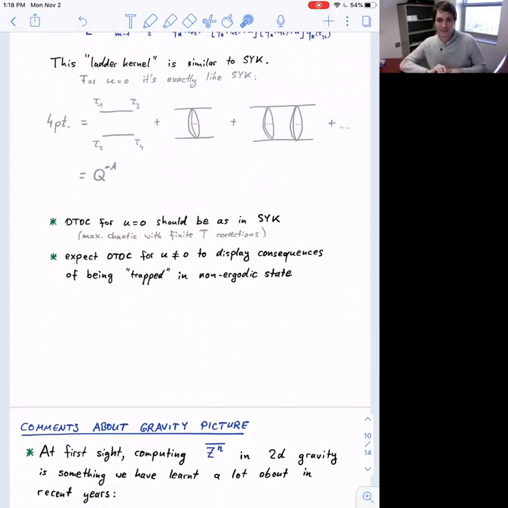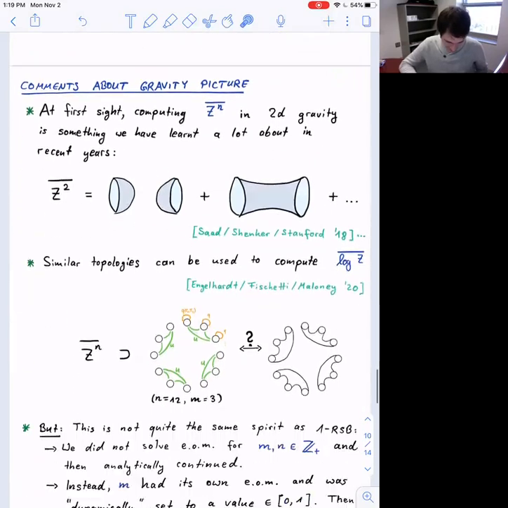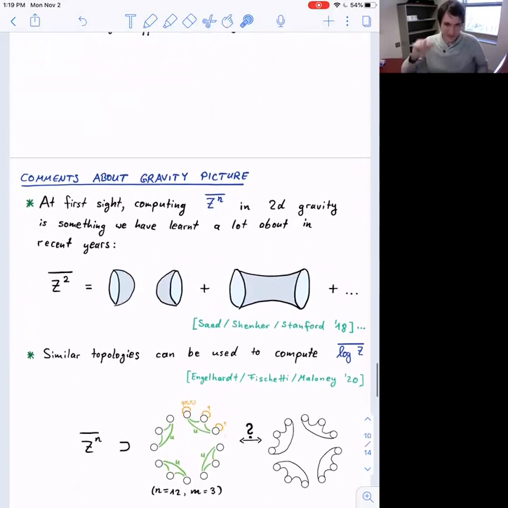Okay, so a few comments about gravity, which are really just comments because I don't have a good understanding of this at this point. Maybe you guys have comments. Let me be a little bit naive first and just say that at first sight, computing Z^n disorder averaged in 2D gravity is something that we've learned a lot about in recent years. This paradigm has emerged where semi-classical gravity might actually describe an ensemble average of quantum systems.